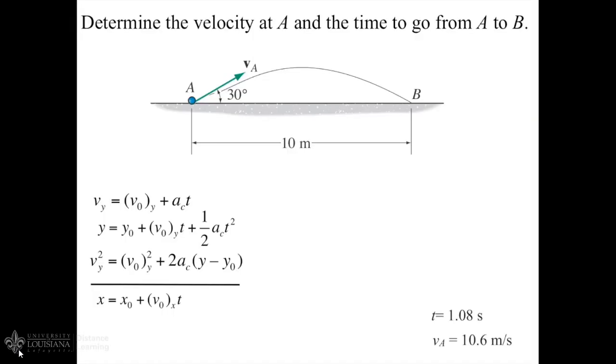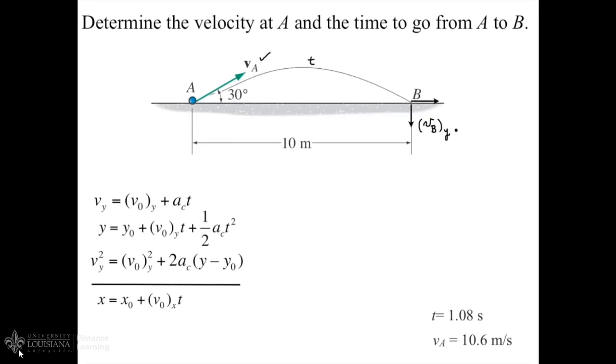Well, first we'll identify the three unknowns. We have the velocity at A, the unknown time of flight, and one more, and that would be the vertical component of velocity of the ball just before it strikes the ground. We'll refer to that as v of b in the y direction. The component of velocity this way is equal to v of a times the cosine of 30 degrees.